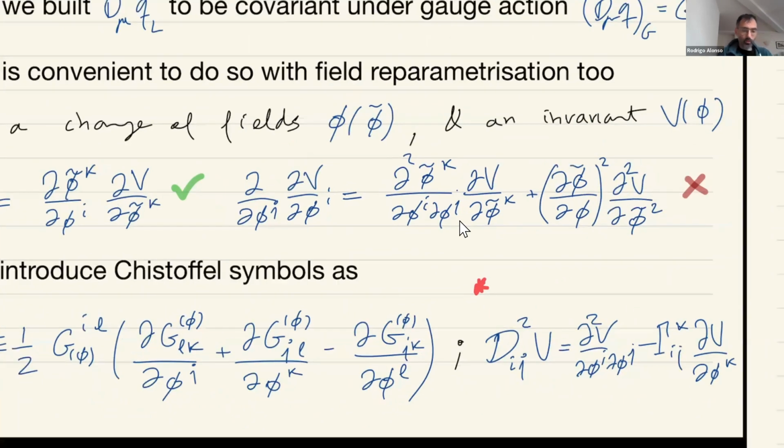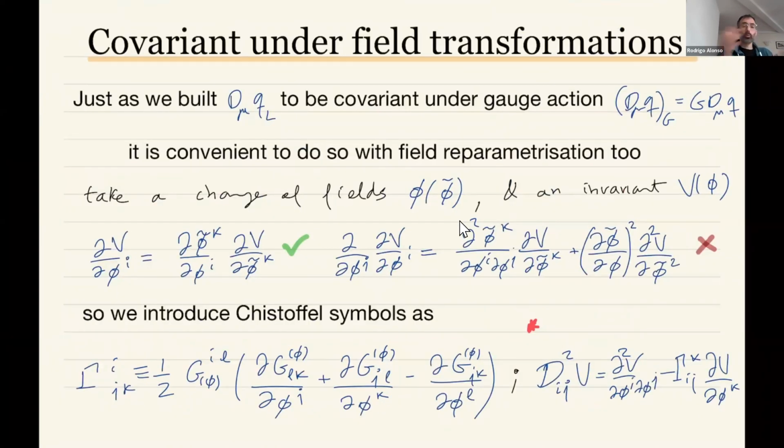All right, so this will give us objects that transform covariantly, and we want them for a number of reasons. Eventually, as we've mentioned, amplitudes are invariant. They don't care about these coordinate transformations. So we better keep things that transform in a well-defined manner under those. Right, okay.